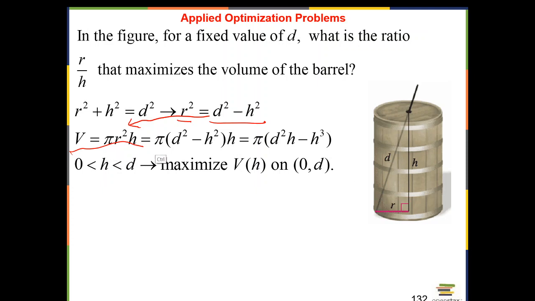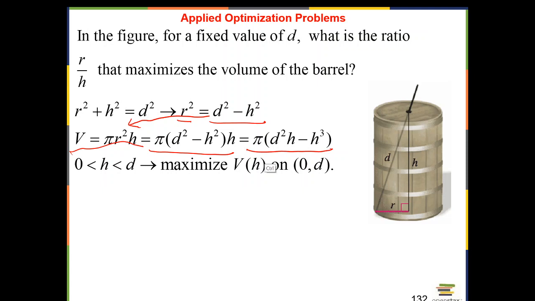Okay, so now we have the objective function. We'll put the H over here, we can multiply it. So that's what we get. This is the objective function, and the variable of it is H. So it's a V of H.